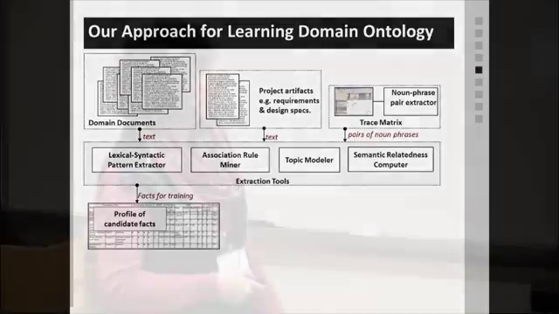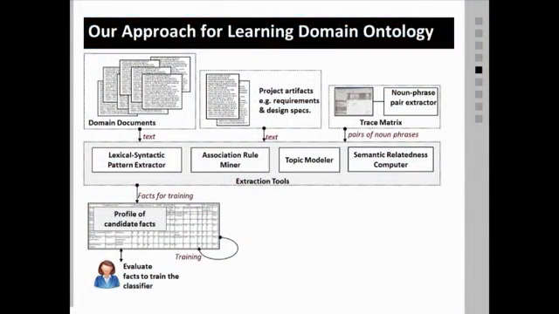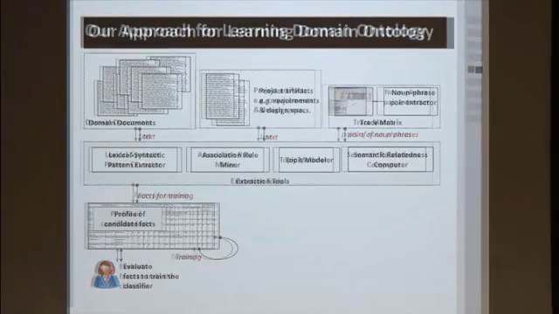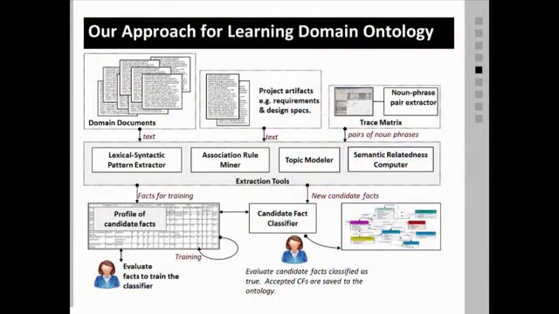We create a profile of candidate facts. We've used machine learning here so that, given all of the information we get from the lexicosyntactic patterns, association rule mining, topic modeling, and semantic relatedness, which comes from WordNet, we try to train this to evaluate which of these facts are likely to be the ones that cause that trace link to occur in the first place. Yes?